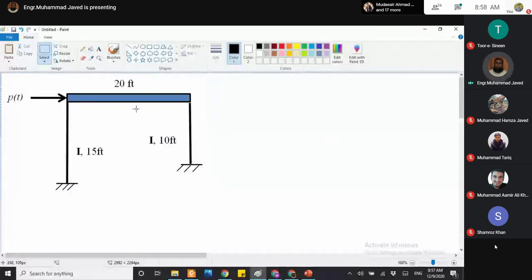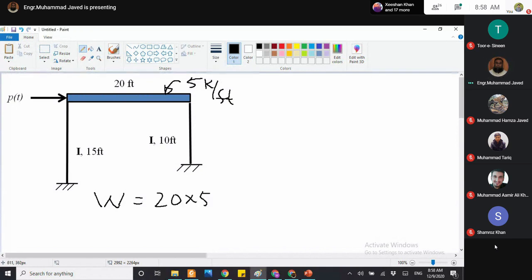Now we can convert this distributed mass system into lumped mass system. But first let's calculate the total weight acting on the beam. The intensity of UDL is 5 kip per foot. The total weight will be 20 into 5, 100 kip.